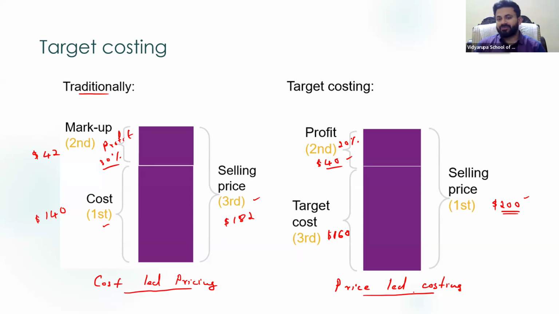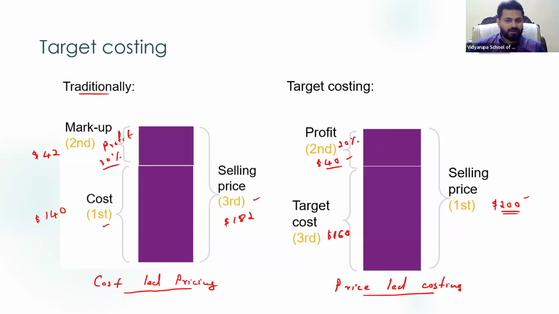We fix the selling price first. And out of the selling price, we decide how much profit we want. So 200 is the selling price at which you're going to sell the product. 40 is the profit we want. So 200 minus 40, the cost must be 160. We have identified that for things to happen as per our plan, the cost here must be what? 160.